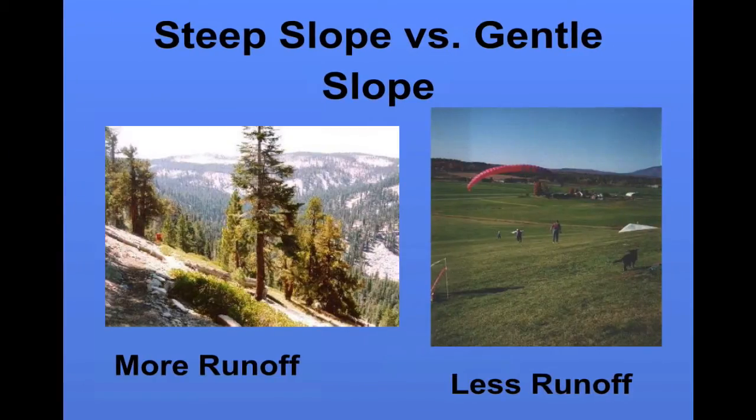Here we can take a look at the steep slope of this area moving down like this. Because of the steep slope, water would come down, hit, and move very quickly over that surface. So we would see an increase in runoff on the steep slope versus here, where we could have potentially more water infiltrating into the ground.